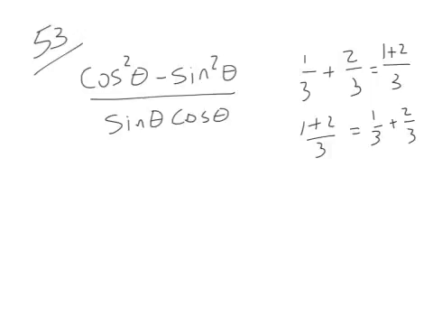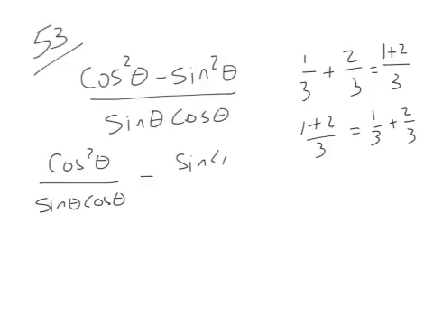What I'm allowed to do on this problem number 53 is separate that back into two separate fractions: cosine squared of theta over sine of theta cosine of theta, minus sine squared of theta over sine of theta cosine of theta.